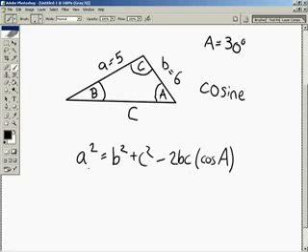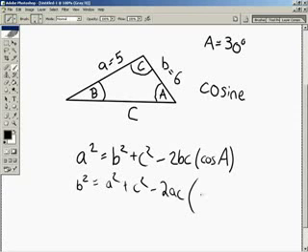Now what happens if we swapped every single B with an A and every single A with a B in this formula? What would the new formula become? B squared equals A squared plus C squared minus 2 times A times C cosine B. Right, capital B. Yeah. So that's formula 2.